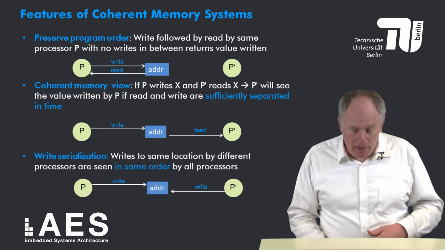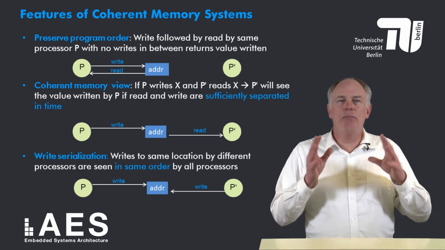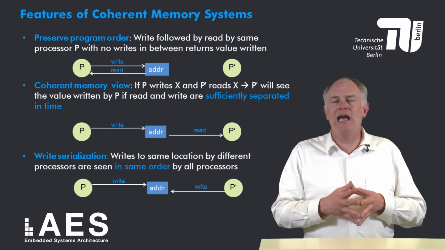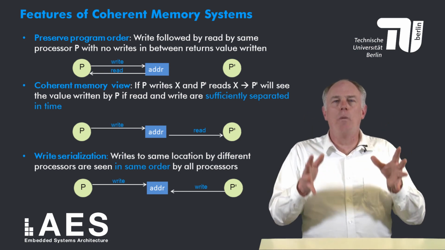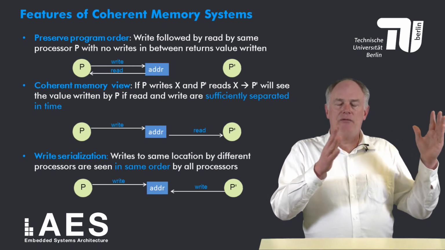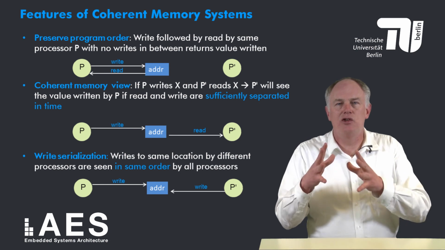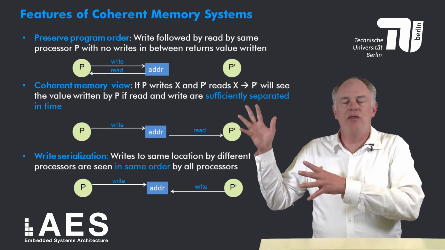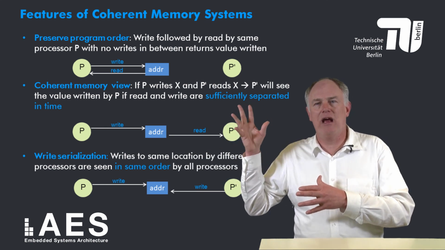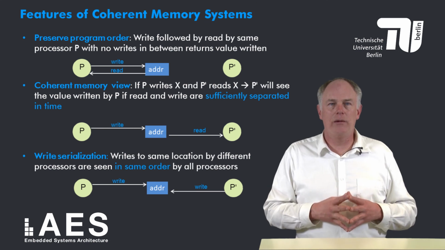Finally, the third property is called write serialization. It means that writes to the same memory location are observed by all processors in the same order. So if first 100 is written to X and then 200, then all processors should observe the change of X first to 100 and then to 200 and not in a different order.